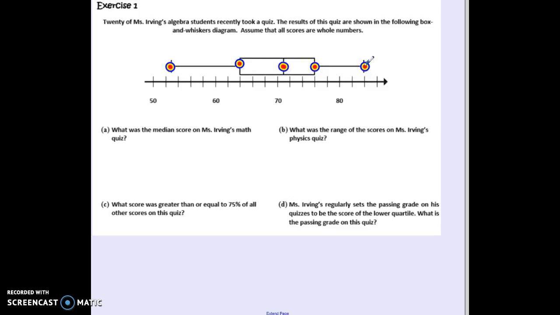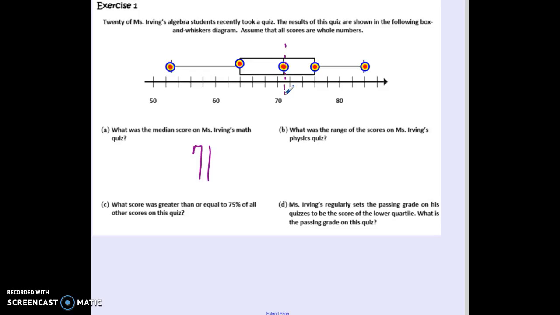All right, we need to come up with what the median is. So what was the median score on Miss Irving's math quiz? That would be a 71. That's right here in the middle. Everything's going by 2s, you should see that.